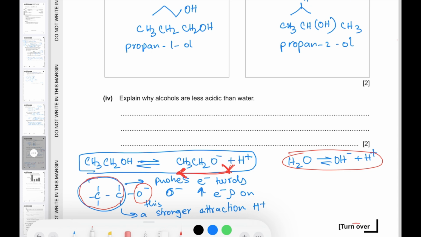That means water is far more likely to dissociate and produce protons. Remember that acids are proton donors, whereas bases are proton acceptors. The stronger the ability of a compound to donate protons, the stronger is its acidic nature. And alcohols have a very weak ability to dissociate and produce protons. That makes them less acidic than water.